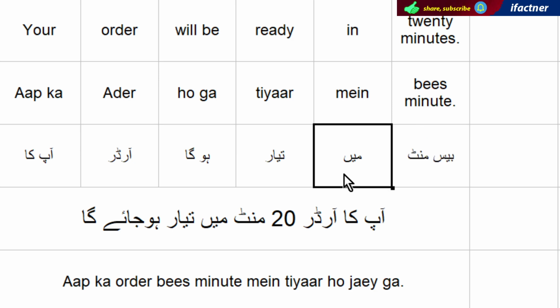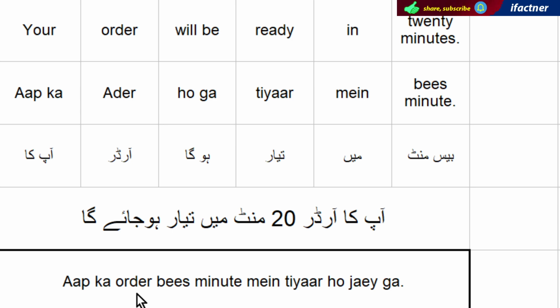But in Urdu, we will start with the subject, आप, then comes the object, का order, आपका order. Then comes the time information, 20 मिनट. And then comes the verb, में तैयार हो जाएगा. आपका ऑर्डर 20 मिनट में तैयार हो जाएगा.